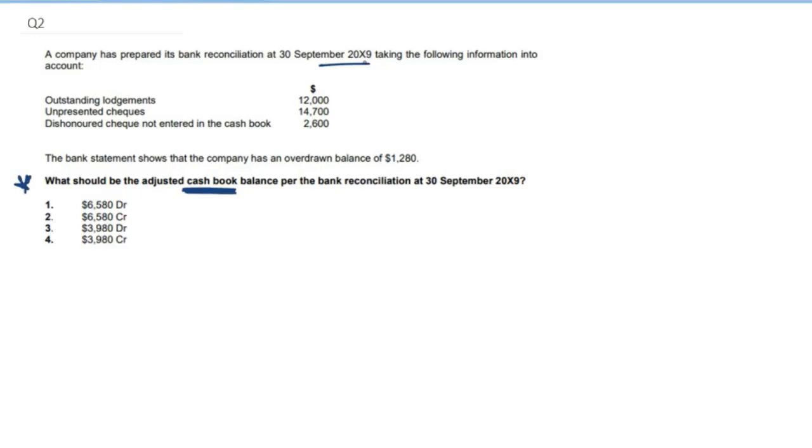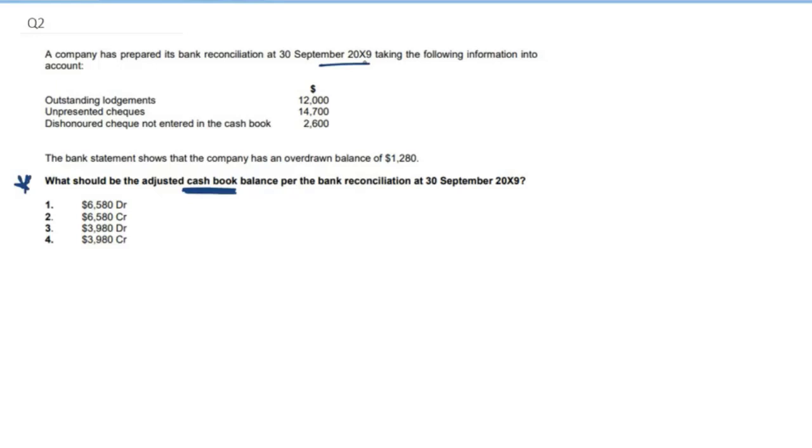We've got outstanding lodgements. This is where we have put money into the bank account, but it has not cleared the bank account. So we've maybe paid in some checks, we've paid in some cash. The bank has not yet processed that. What does that mean? Well, that means that we have recorded that transaction, that money coming in, in our cash book, but it's not going to be shown on the bank statement. Okay, fine. Let's bear that in mind.